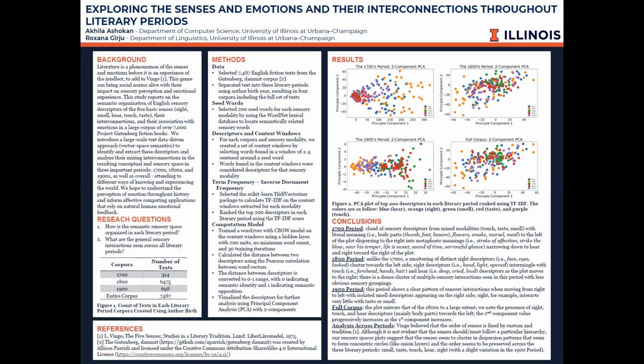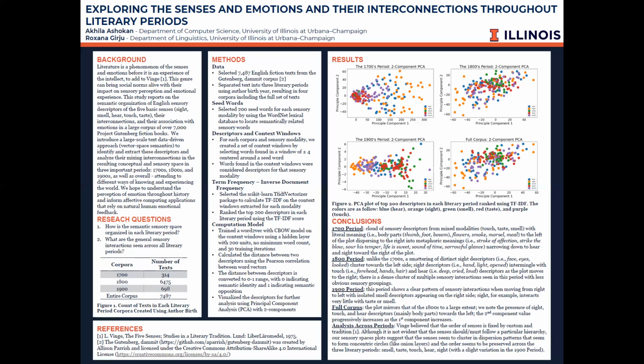The plot on the upper left shows the PCA plot for the 1700s. And from left to right, we can see the strong mixed modality characteristics among touch, taste, and smell. It is largely created by literal forms of these senses, like body parts.